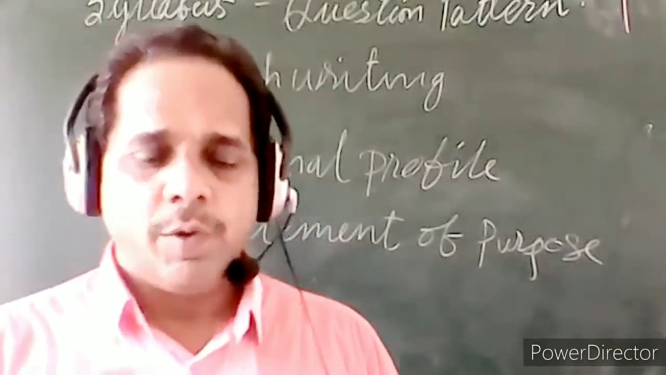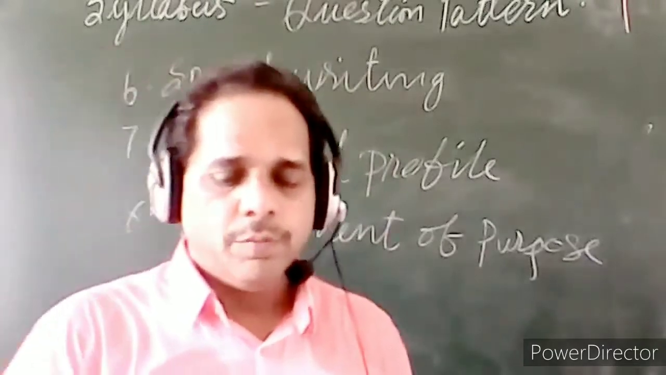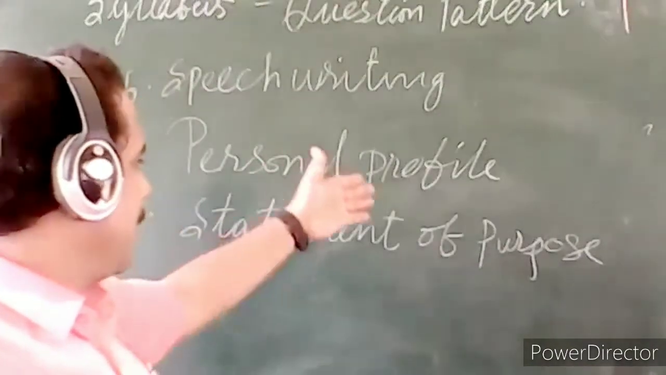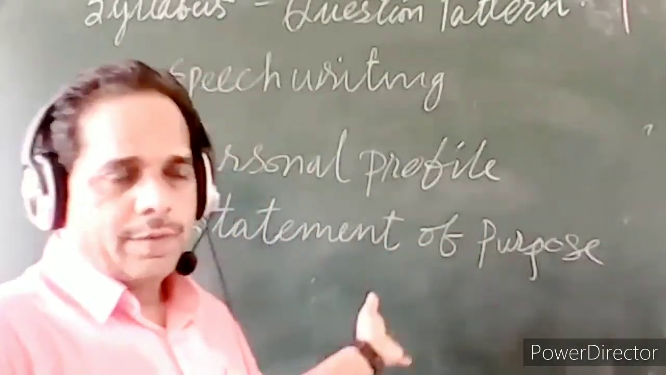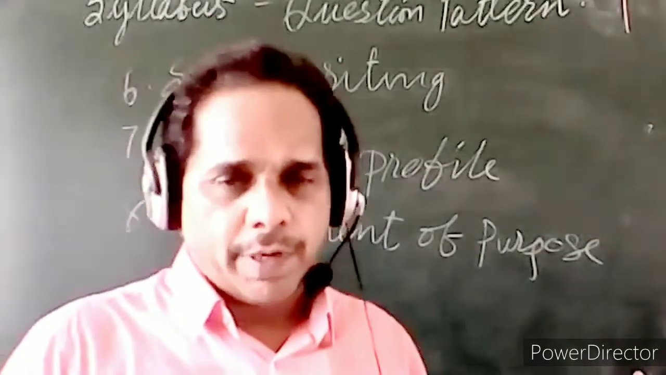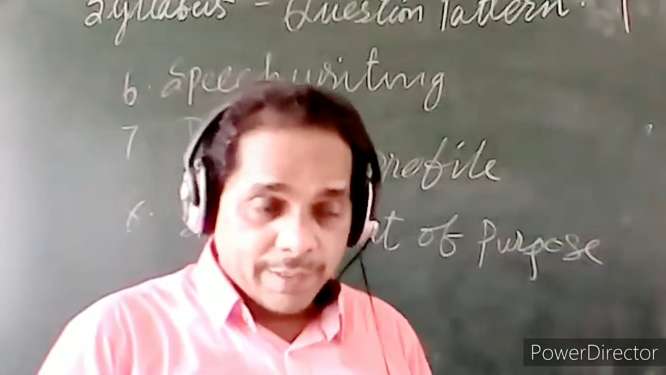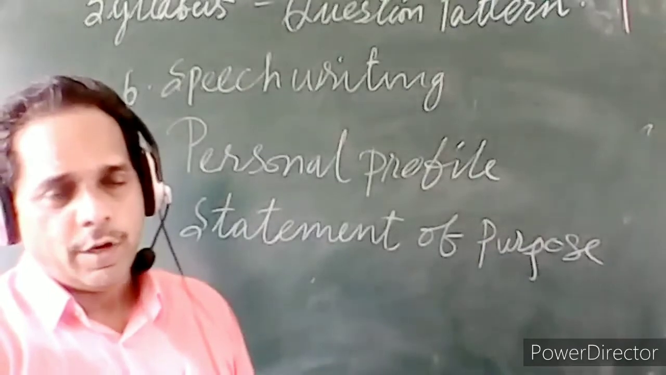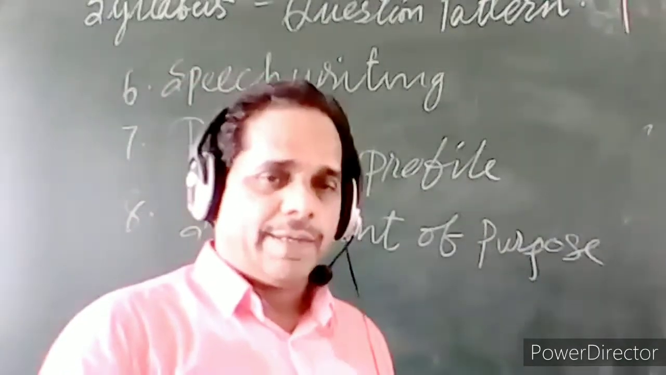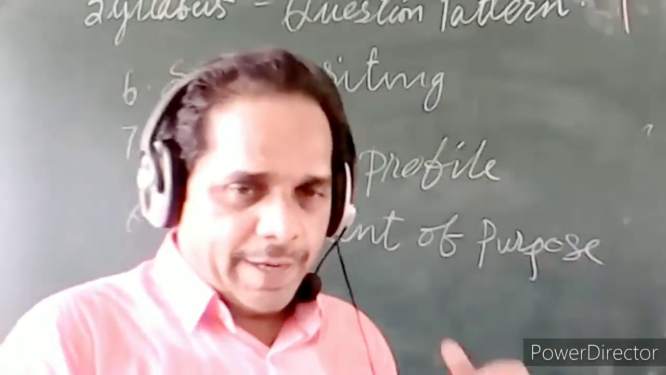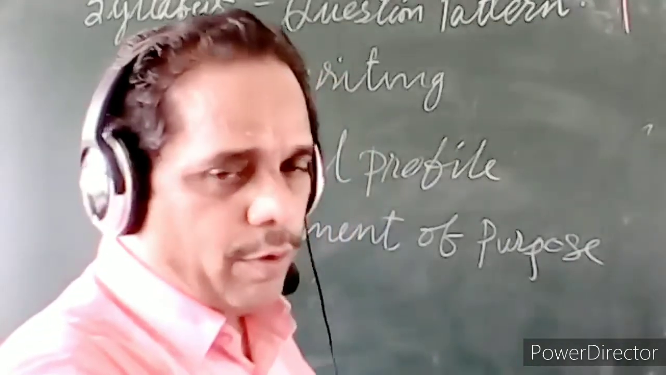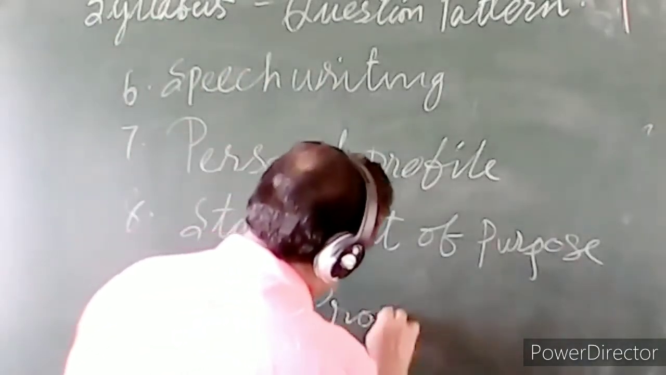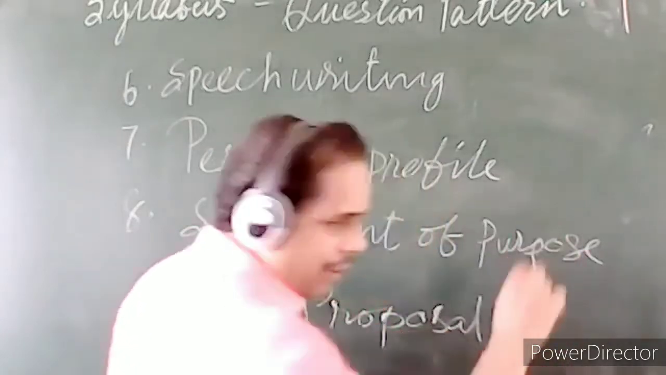So these are the 8 types or 8 kinds: article writing, then 3 reviews: book review, film review, cultural program review, then report writing, then speech writing, personal profile, and statement of purpose. All these things will be studied. Don't worry. The problem is that this is something new. This is something you need to learn. You did not study them in class 9th and 10th. So our immediate concern is question number 2. That's why I went straight to question number 2B. In 2B, you studied proposal writing. That we already finished.